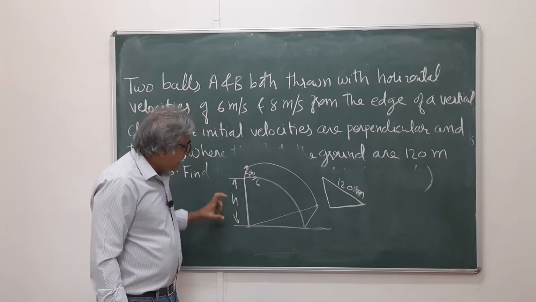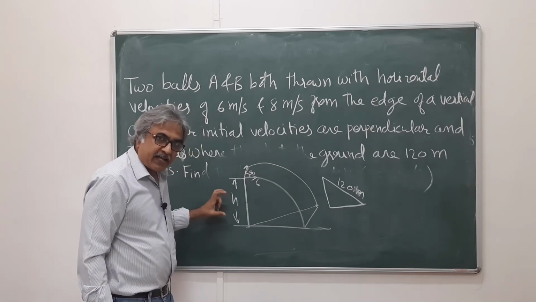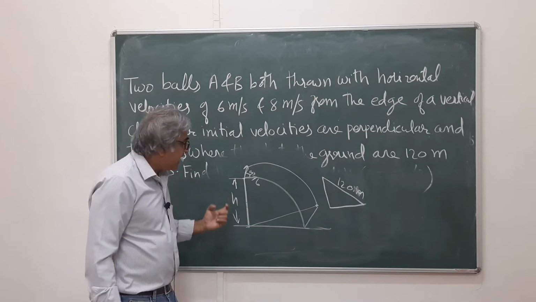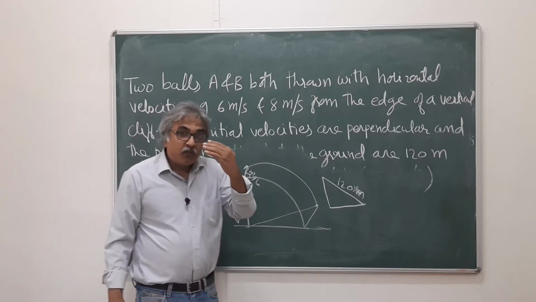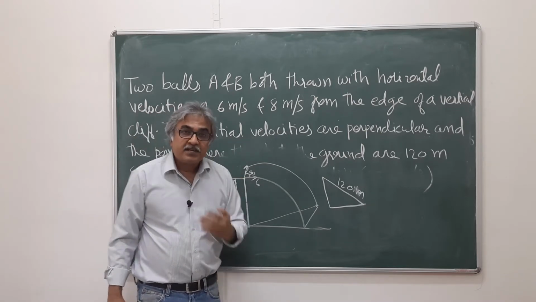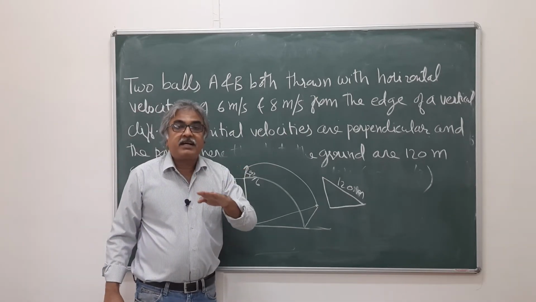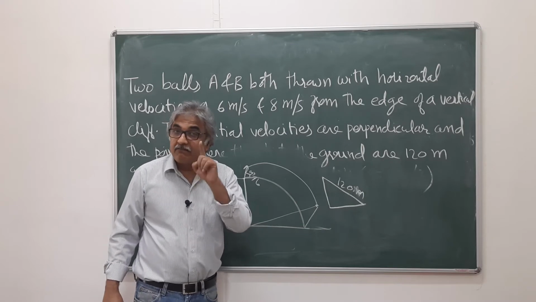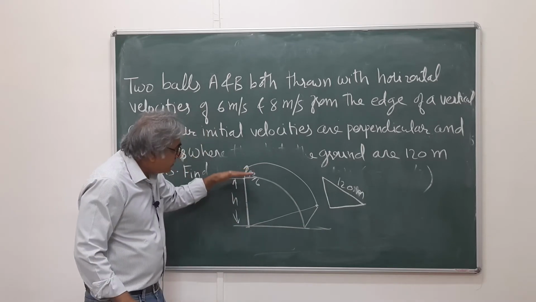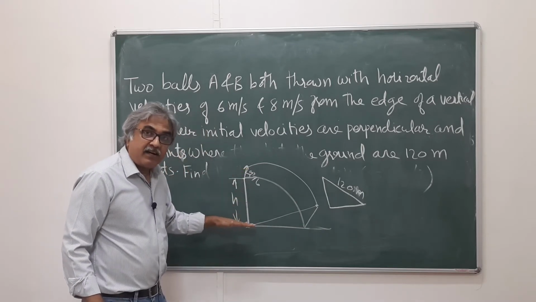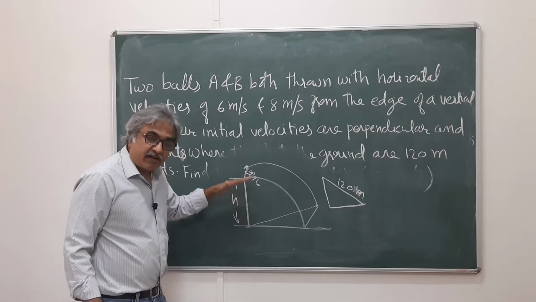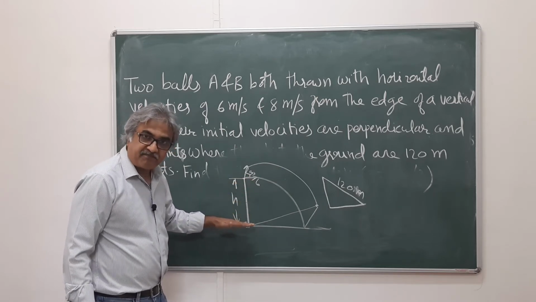We can immediately sense that when we want to find out h, we have a relationship between h and the vertical displacement of the balls. Please note that both these balls have initial vertical velocity as 0, and both these balls will have to travel the vertical distance of h. Their vertical displacement is going to be h, right?